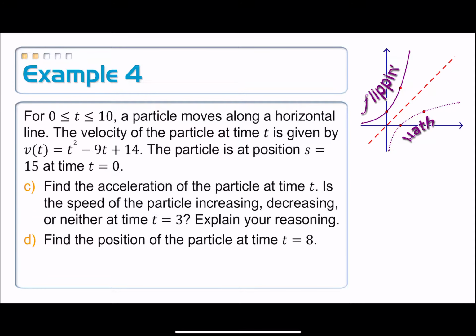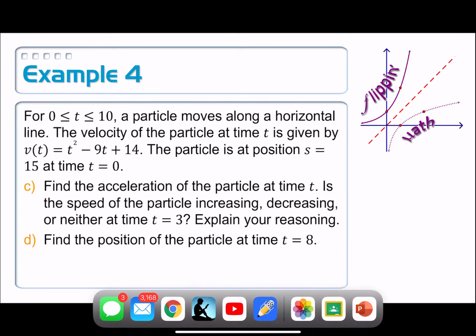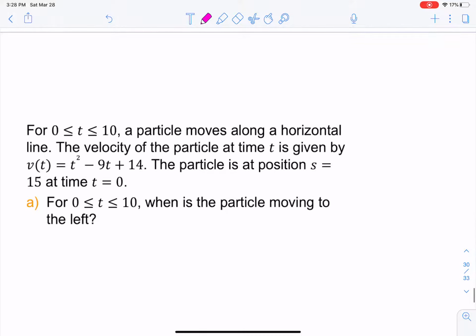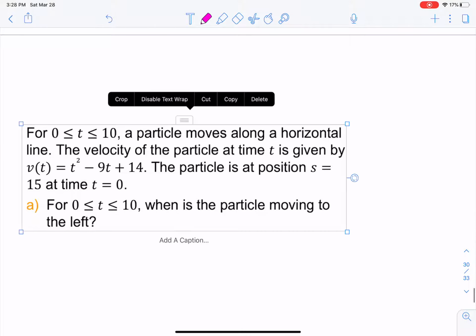Part C, find the acceleration of the particle at time t. Is the speed of the particle increasing, decreasing, or neither at time t = 3? And explain your reasoning. That's that whole speed up, slow down thing, depending on the signs of those two. And then finally, part D, find the position of the particle at time t = 8. Let's do this. Again, calculator inactive, so we're going to do all of this by hand.